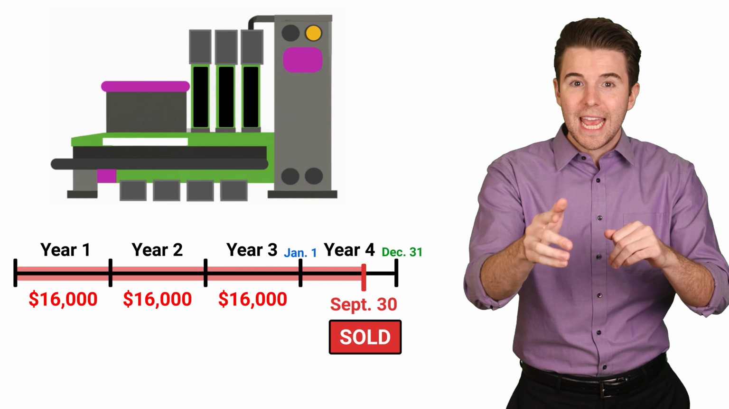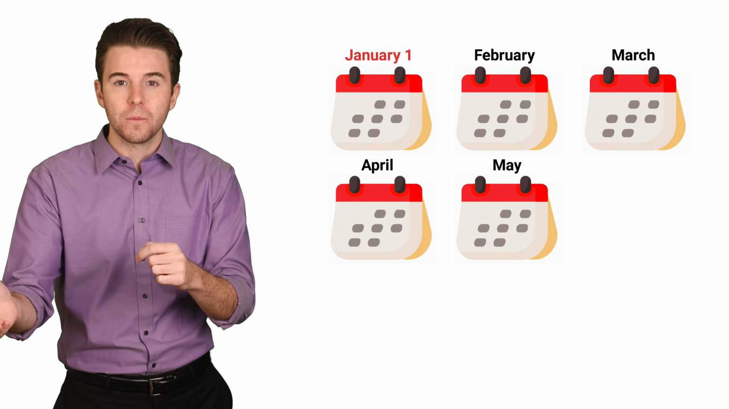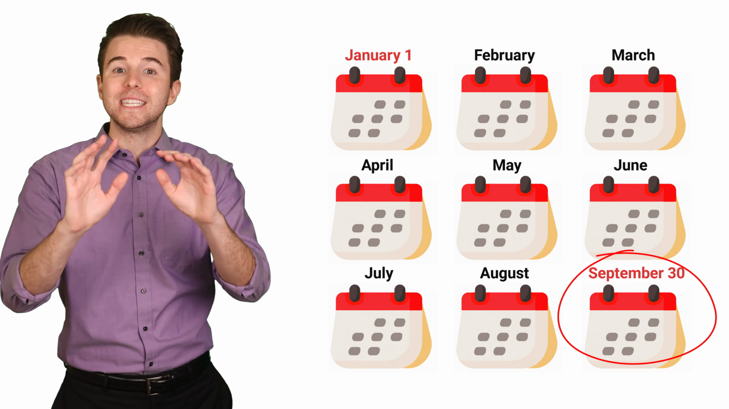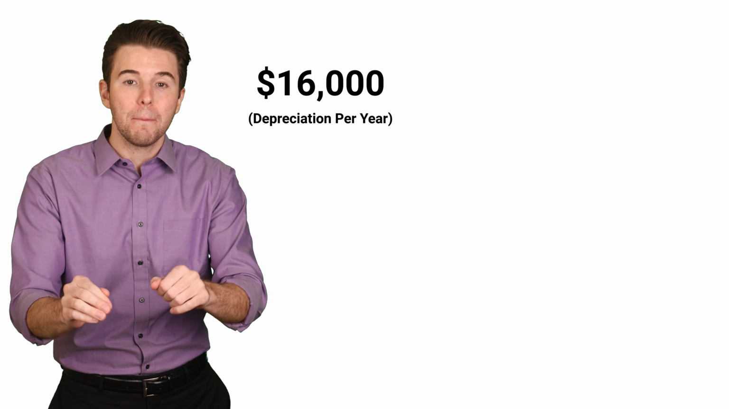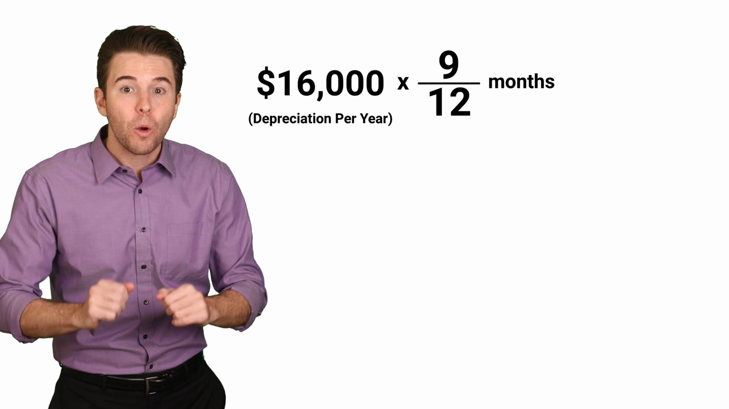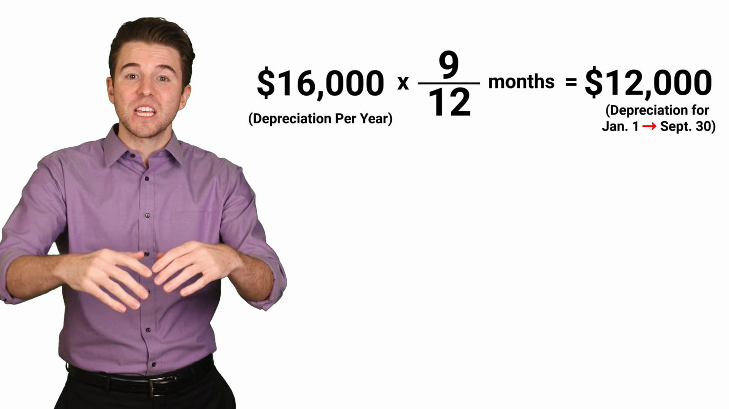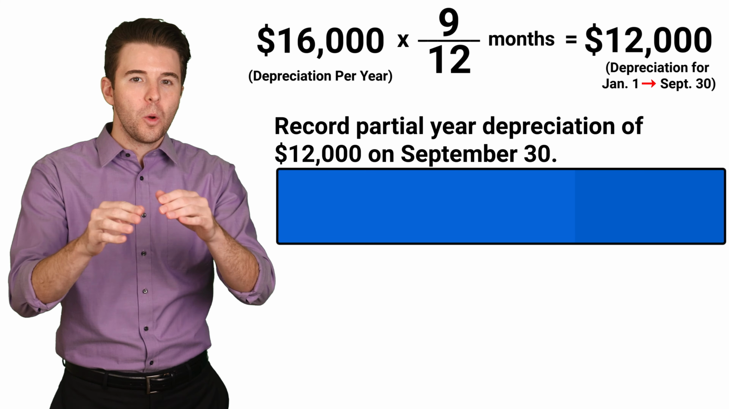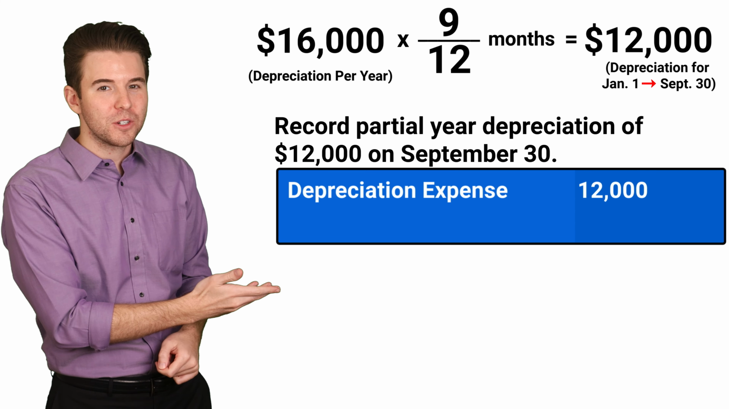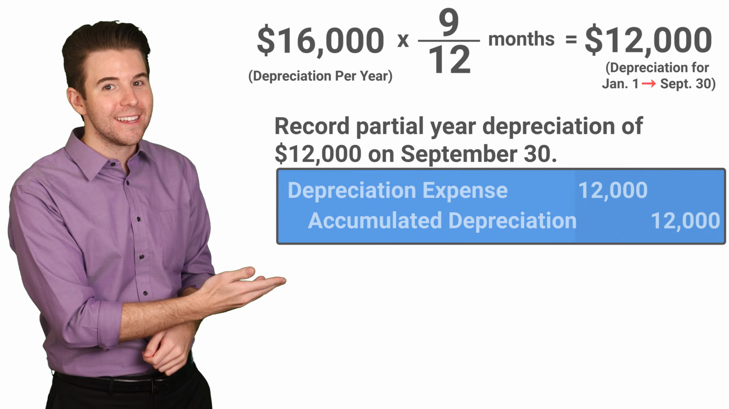The first step we take is to bring depreciation up to date. To do this, we compute depreciation from January 1st of the current year to September 30th by taking the $16,000 of depreciation per year and multiplying it by 9 over 12 months, representing 9 months of depreciation in the year. This gets us $12,000 of depreciation expense. To record the entry, we debit depreciation expense for $12,000 and credit accumulated depreciation for $12,000.